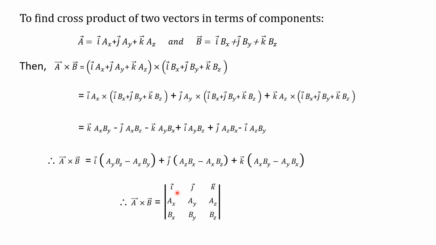If we solve that determinant, we get the same result. Hence the cross product of two vectors is expressed in terms of their components, either as i, j, k terms or as a determinant. Here we complete the cross product, or vector product, of the two vectors.